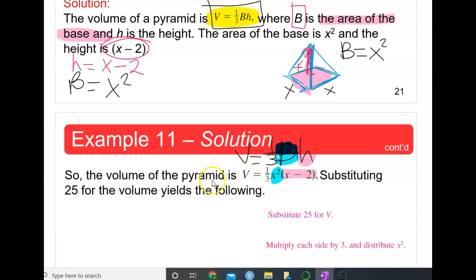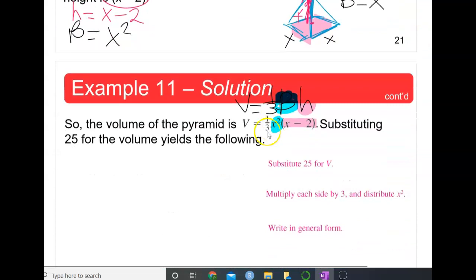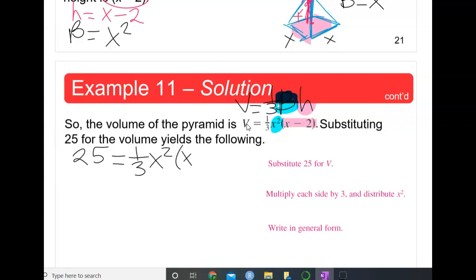So we see here, where is that? Right here. We see that each candle making kit contains 25 cubic inches of candle wax. So that's going to be relevant because we want this volume to be equal to 25, what each kit contains of the candle wax. So we substitute V with this 25, and then we have the 1/3 x squared and then x minus 2, like that.